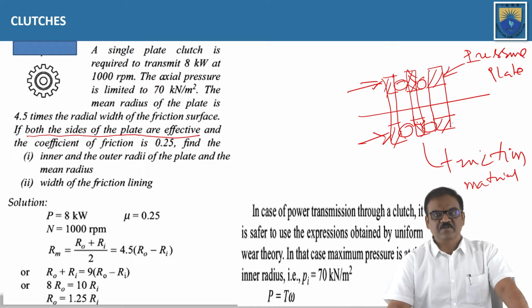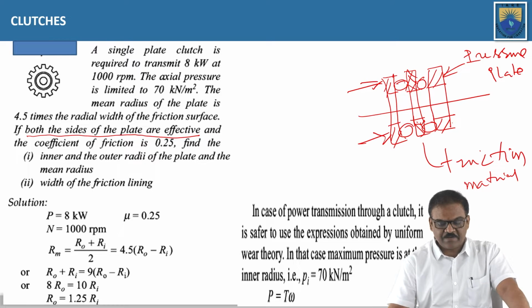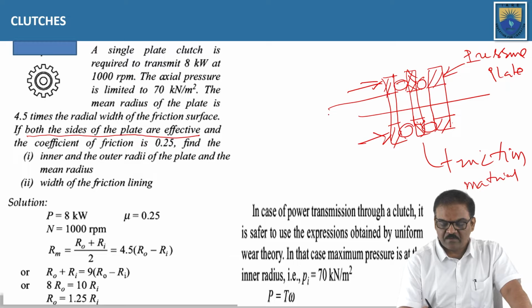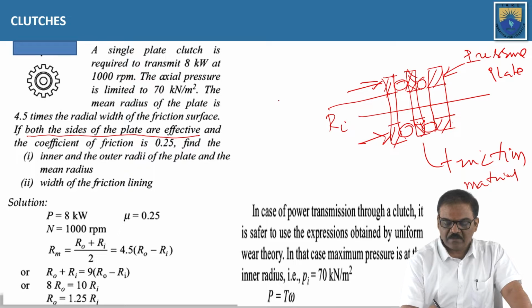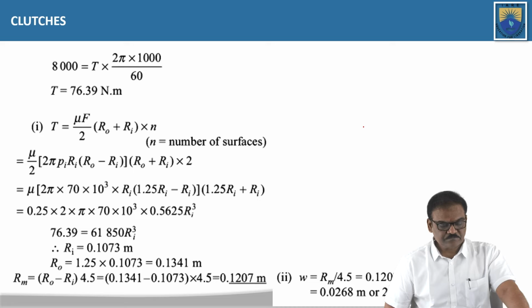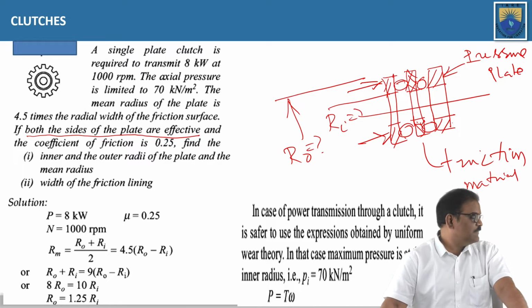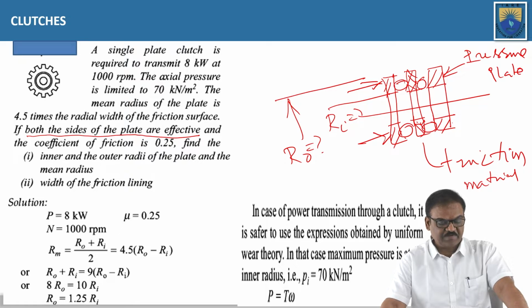The coefficient of friction is 0.25. Find the inner and outer radii of the plate. Therefore, we have to find out R internal and R outer. These are the solutions which you have to draw out, along with the width of the friction lining.